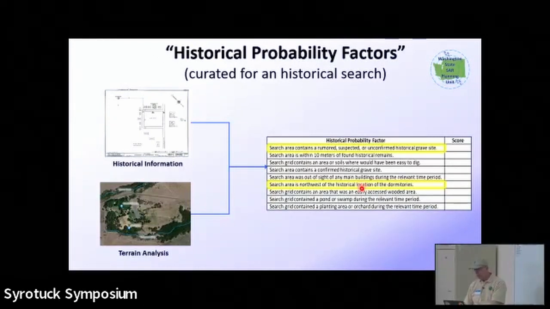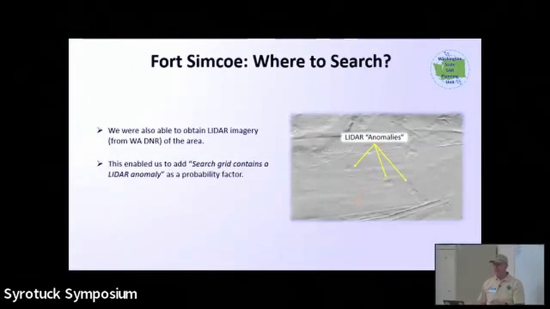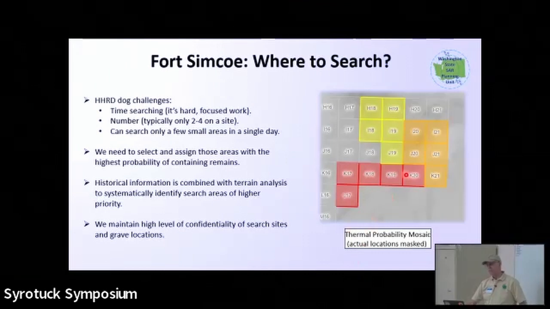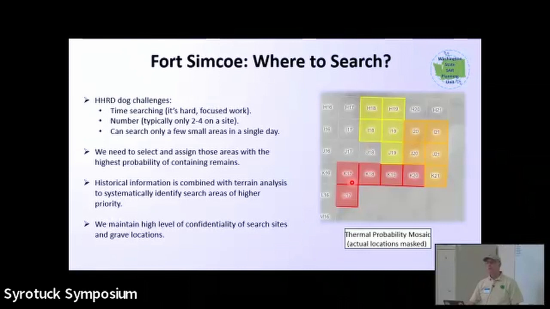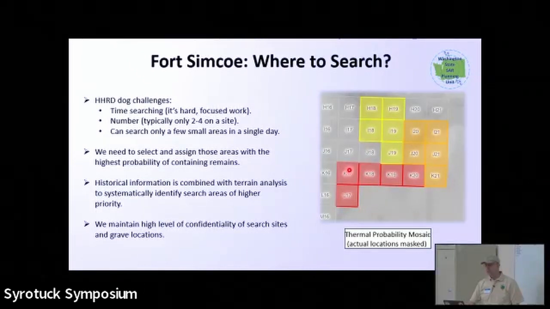In our probability factors, we were also able to get some relatively high resolution LiDAR data. So we were able to add as a probability factor: does the search grid contain a LiDAR anomaly? And you can see there's a couple of anomalies here we were interested in. And so we ended up with a thermally coded probability mosaic. We use that to say, well, okay, our search dogs can only work for less than half a day at a time.